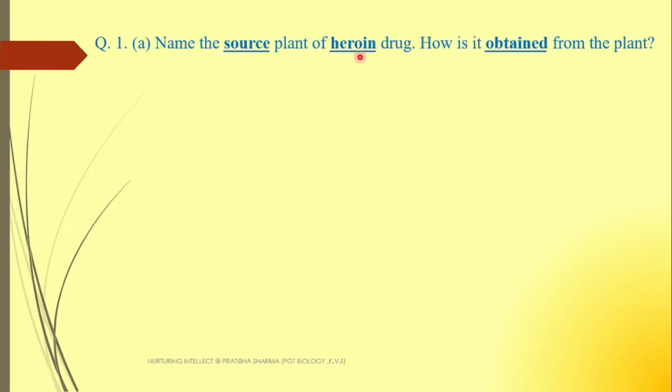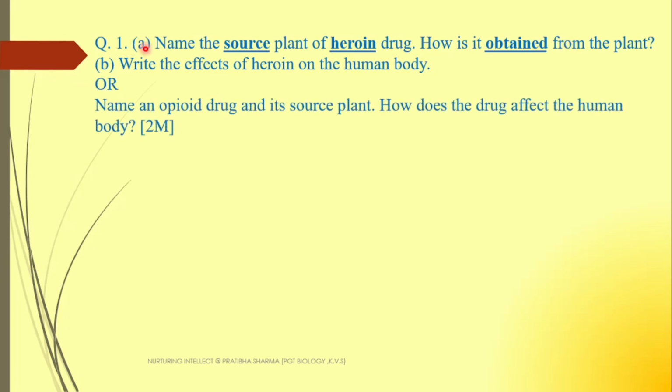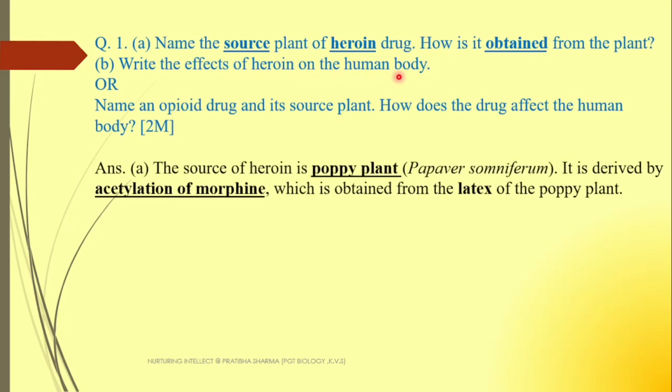Heroin is a synthetic opioid. So the source plant is the plant that gives heroin. Then the next part asks, how is it obtained from the plant? And B, write the effects of heroin on the human body. So what is the source plant? Poppy plant, Papaver somniferum. How is it obtained? It is obtained by acetylation of morphine, and morphine is obtained from the latex of the unripe capsule of the poppy plant.